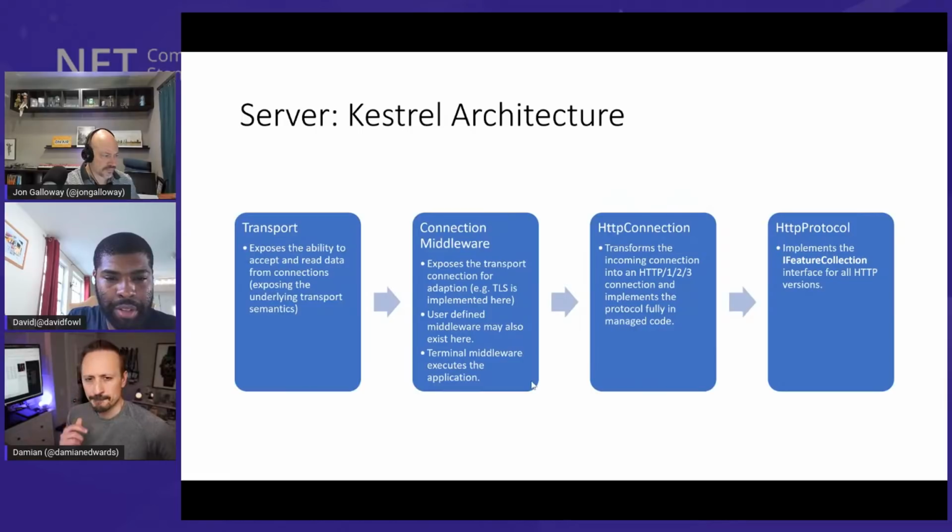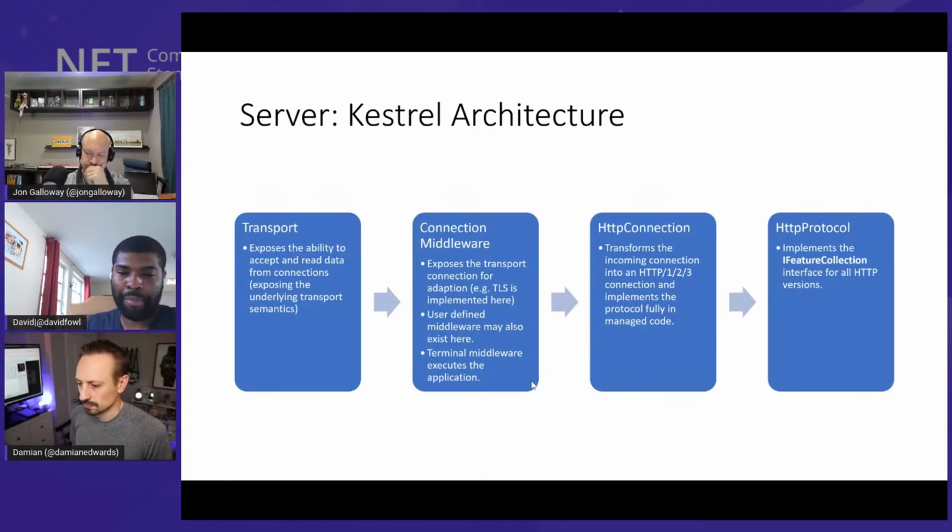Connection middleware can run over the low-level transport. Think of it like HTTPS or TLS. I can run code that reads the bytes and looks for bad actors, rejects connections based on IP address, etc. And then for HTTP specifically, we have a middleware that transforms the incoming raw connection into an HTTP connection because it understands the handshake. And then we have an HTTP protocol which actually implements the IHttpConnection interface that HTTP 1, 2, and 3 all implement in some form.